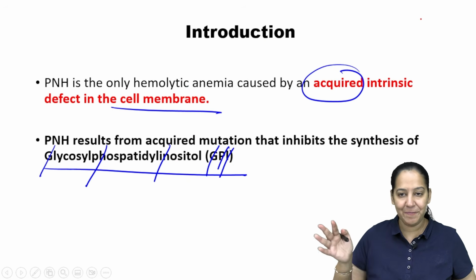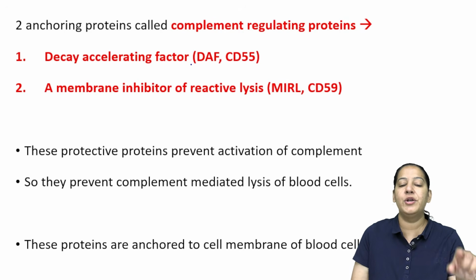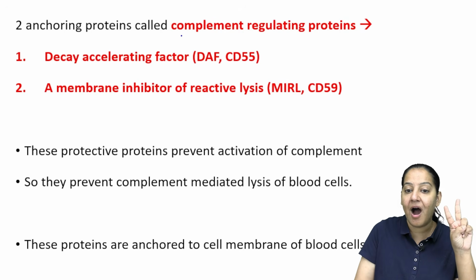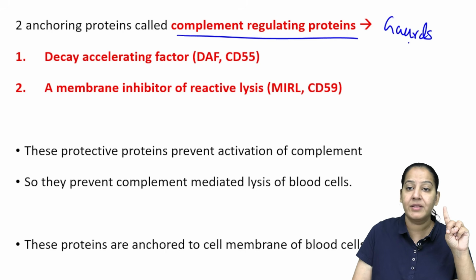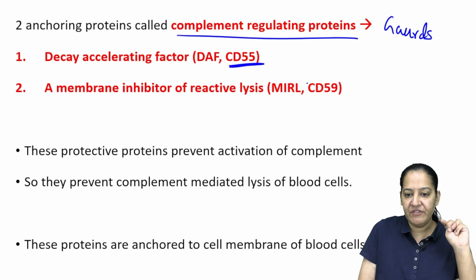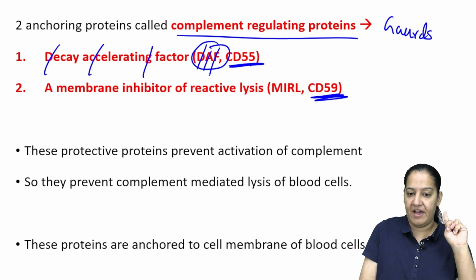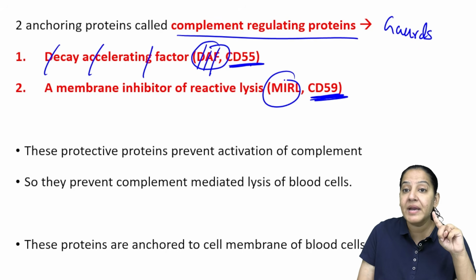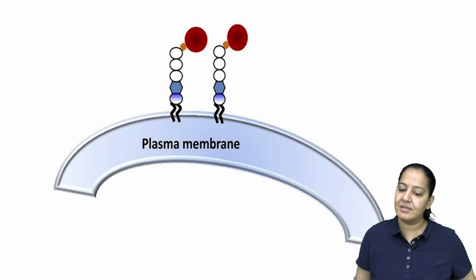So let me show you the same thing in the theory. So what is the pathogenesis? I told you there are two proteins, two guards, present on the surface of the blood cell. CD55 and CD59. CD55 is known as DAF, decay accelerating factor. And CD59 is known as MIRL, that is membrane inhibitor of reactive lysis. Both of them are synthesized from GPI.